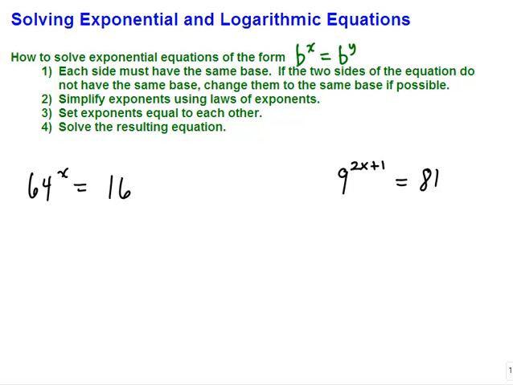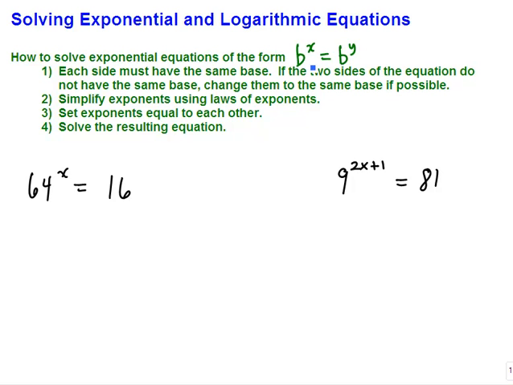Welcome to the lecture on solving exponential and logarithmic equations. The first type of exponential equation that we're going to talk about today are equations of the form b to the x equals b to the y. And that means that you're able to get the same base on the left side and the right side. If that's possible, then you can set the two exponents equal to each other.